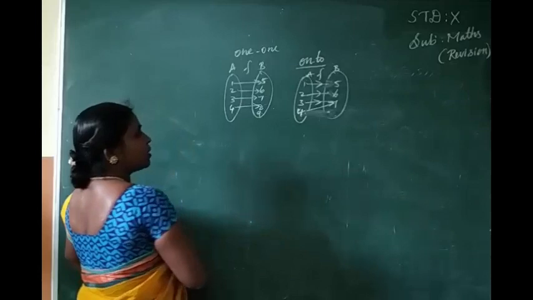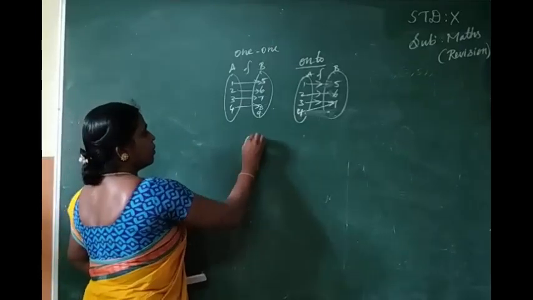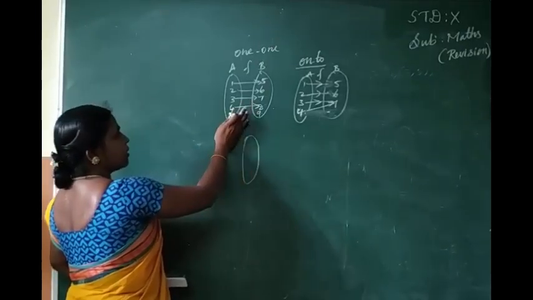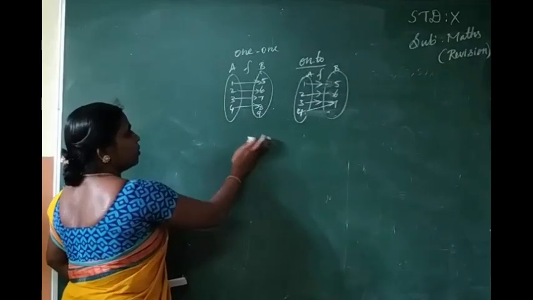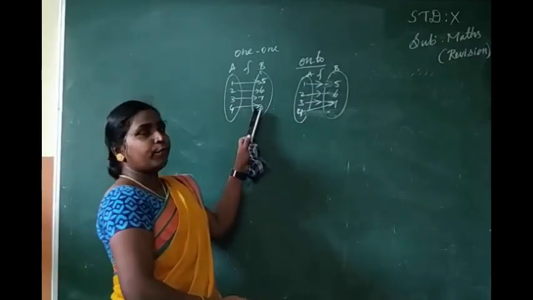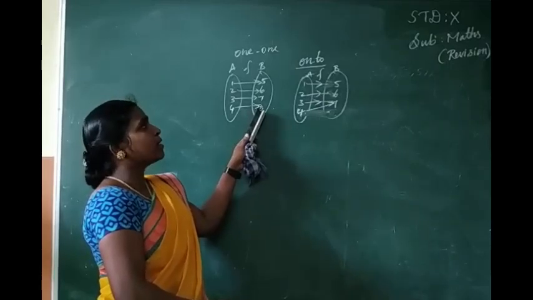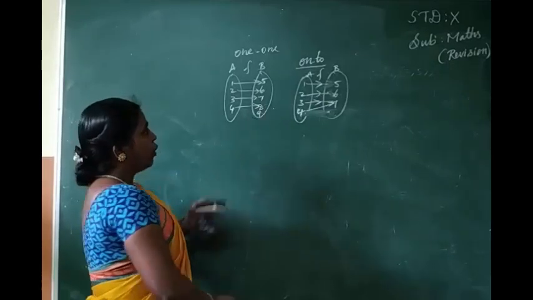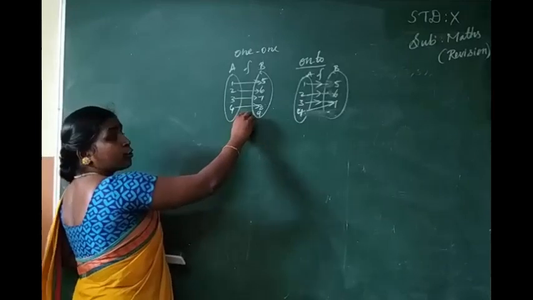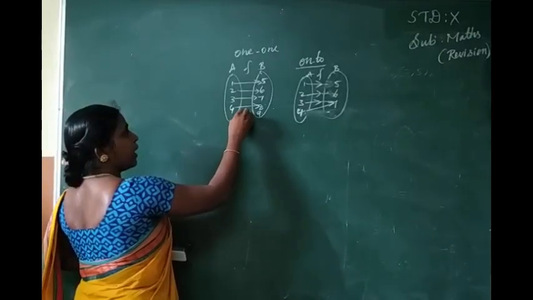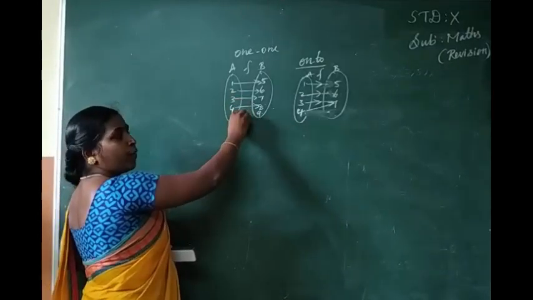Let's say into function means, so we can say this diagram into also. You see, range of f is not equal to codomain, isn't it? So that means proper subset of codomain. So that is into function. So you can say this diagram is one-one and into function.